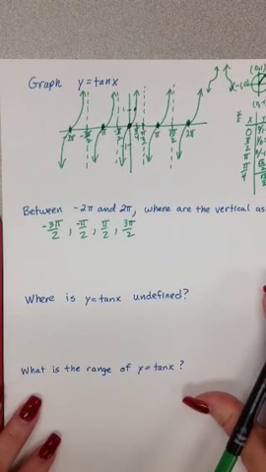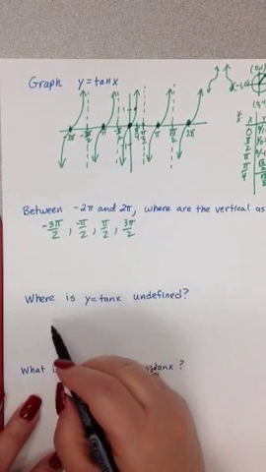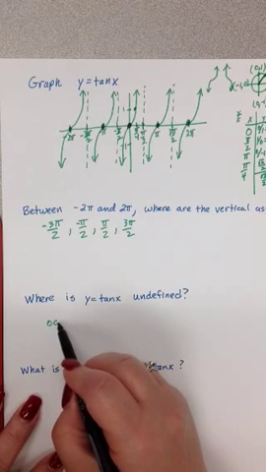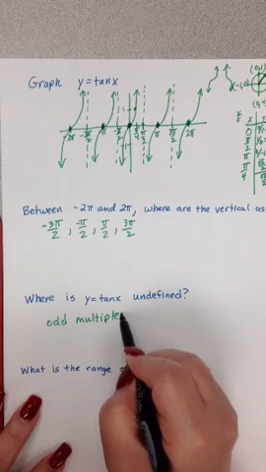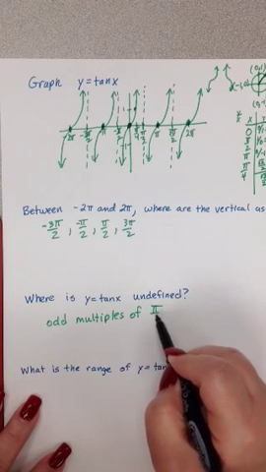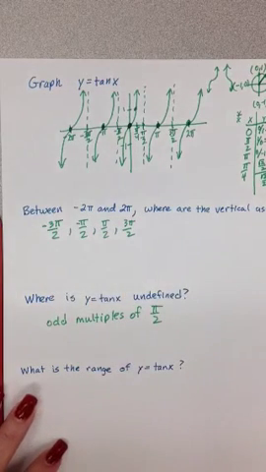Then it says, where's tangent of x undefined? Well, it's undefined there, but in general, we would say it's undefined at odd multiples of pi over 2. Because notice these are all odd numbers. Okay.